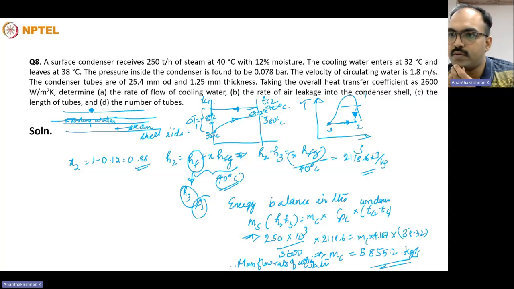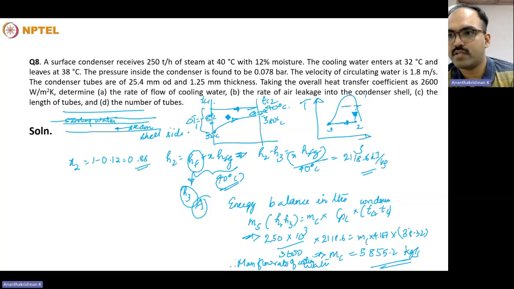The length of the tubes and the number of tubes needs a bit more ingenious calculation, where we have to take the energy transfer from the shell side to the tube side. In that case, we can use an overall heat transfer coefficient based equation, the UA LMTD based equation. That's a third equation that correlates the heat transfer. And using that and an overall heat transfer coefficient from the steam side to the cooling water side, we can get the overall area required. Based on the overall area and the surface area of an individual tube, we can get the number of tubes and the corresponding length of the tube as well.